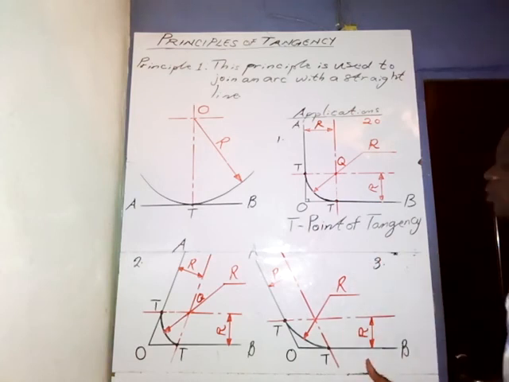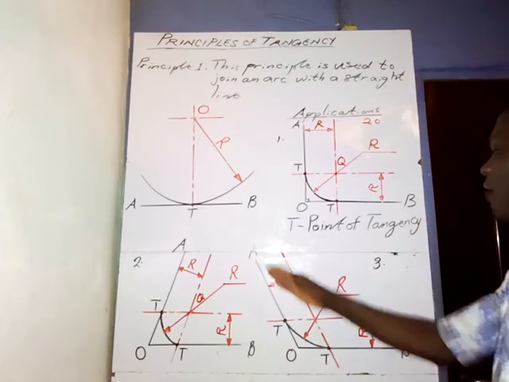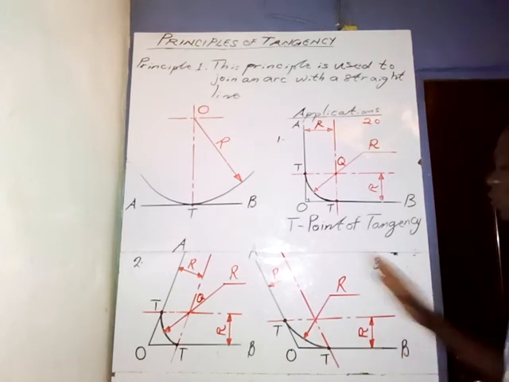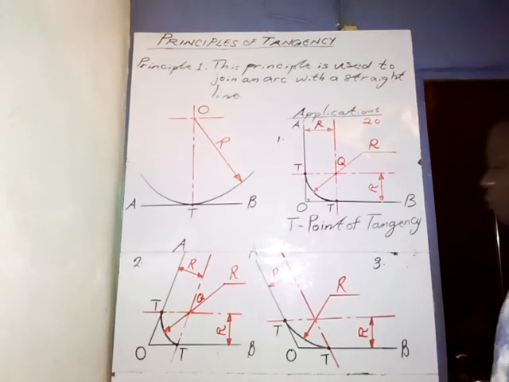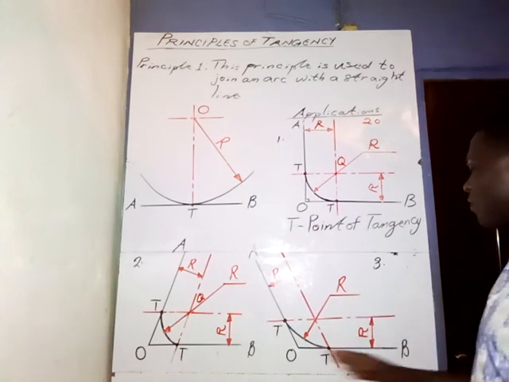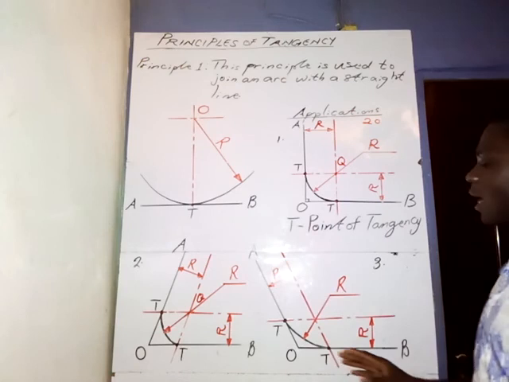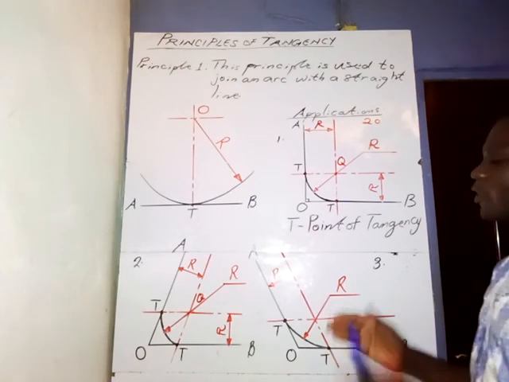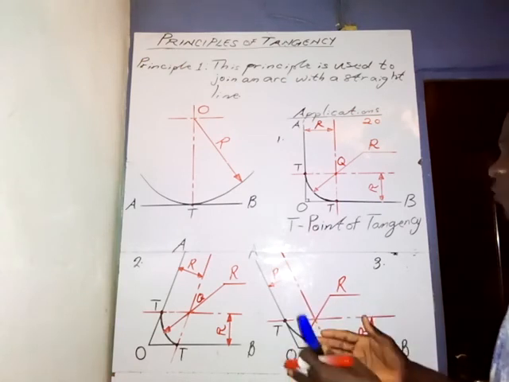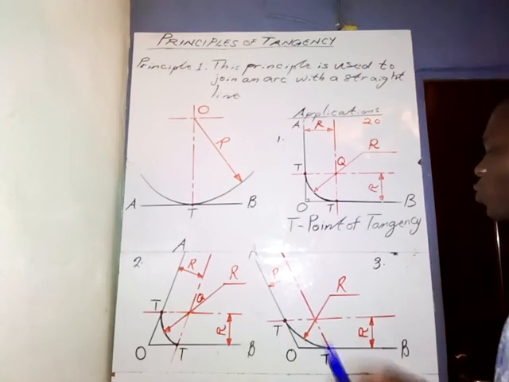Now, the third application of the first principle of tangency is what we have here. We have these two lines, line OA and line OB. They are at an angle to each other. We want to join them together with the use of an arc. We want to blend them together with the use of an arc.